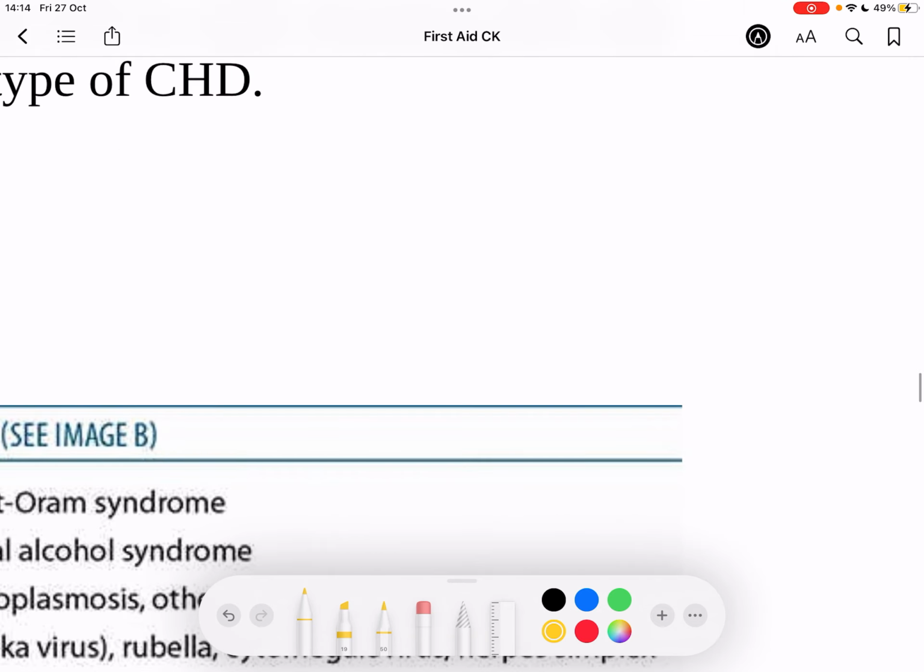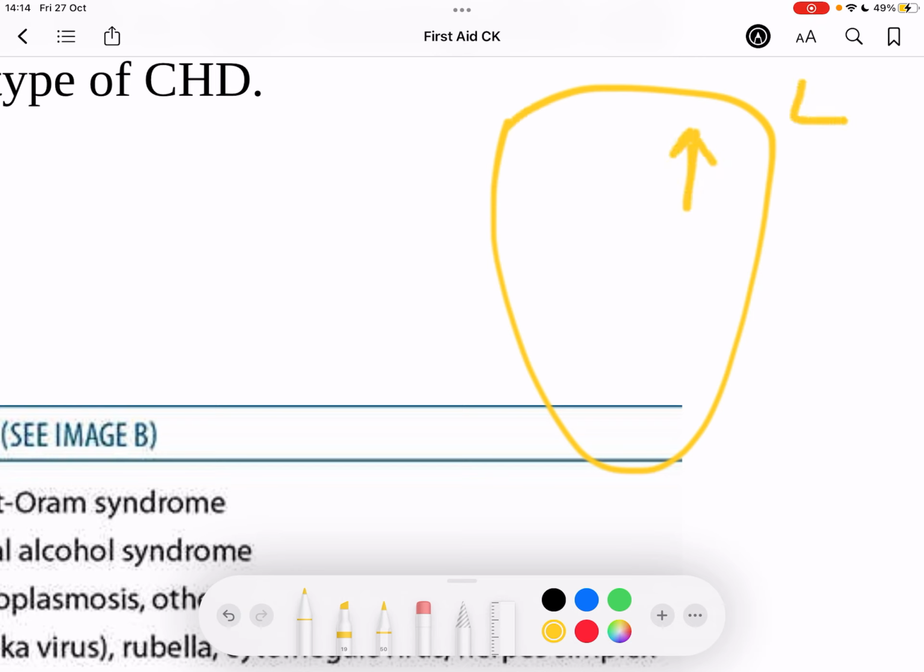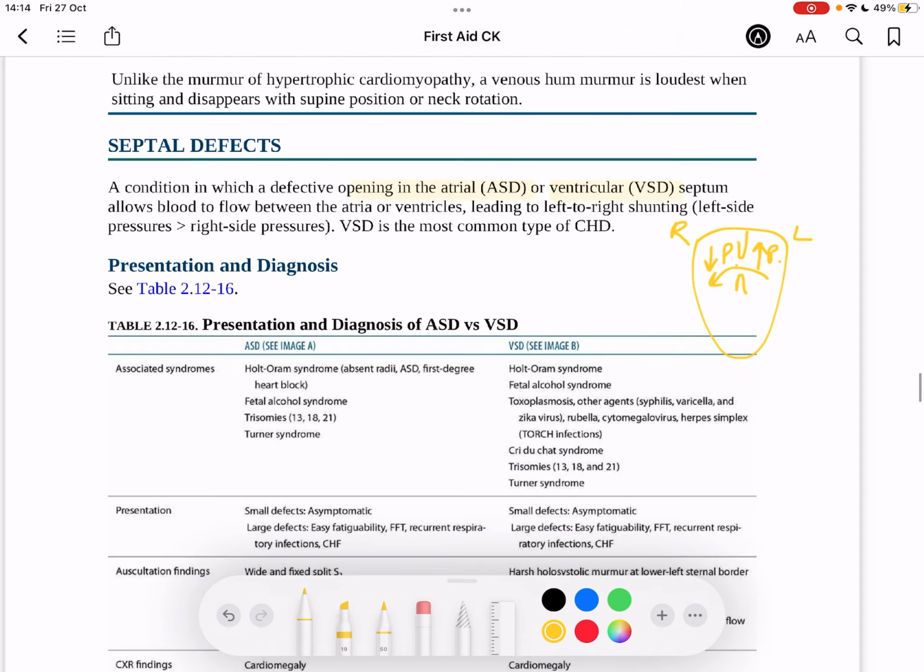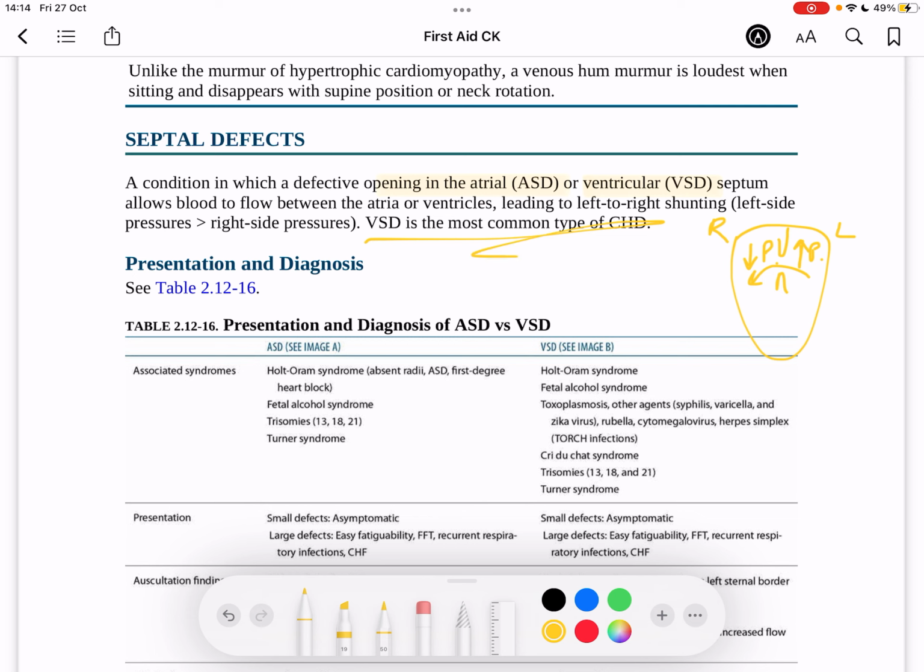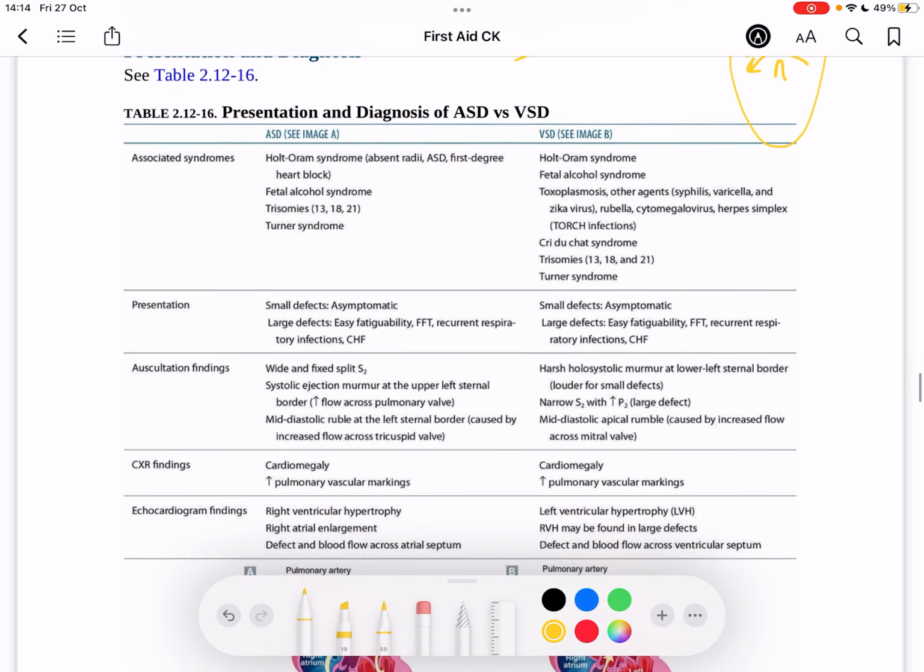We get a left-to-right shunt because the pressures on the left side of the heart, so this is the left side of the heart, this is the right side of the heart, the pressures on the left side of the heart are higher, okay? Whereas the pressures on the right side of the heart are lower. So if we have a gap in the atria or the ventricle, we're going to have blood moving from the left to the right. And as we've said 3 times already, the VSD is the most common type of congenital heart disease.